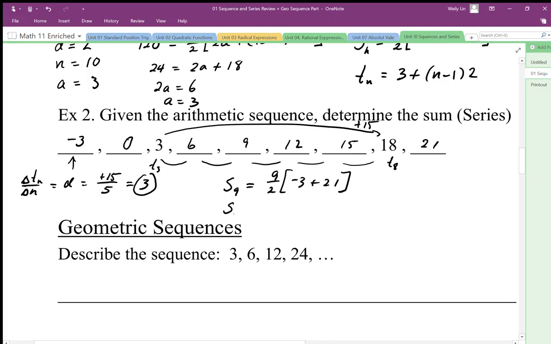So when I calculate S9, S9 works out to be 18 times 4½. So 18 times 4 is going to give me 72. Times a half is going to be 9, so that's going to be 81. Okay, so S9, the sum of those terms, is equal to 81. So there's the sum of that series.